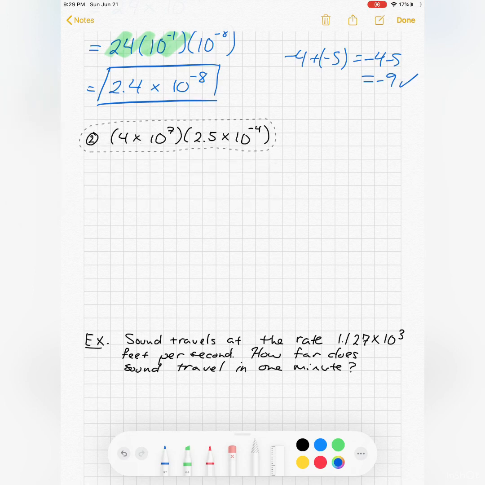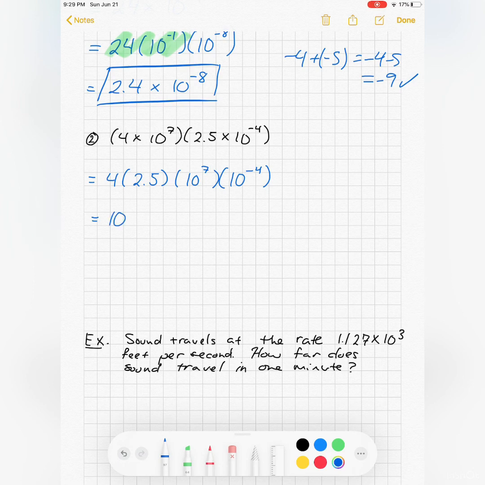Okay, what about number 2? That's very similar. So I'll start with putting the constants together here, and then the exponentials. 4 times 2.5 is 10, isn't it? And then I add the exponents here. So 7 plus negative 4. Oh, this is an easy one, huh? This makes 10 to the 4th. So that's just 1 times 10 to the 4th.